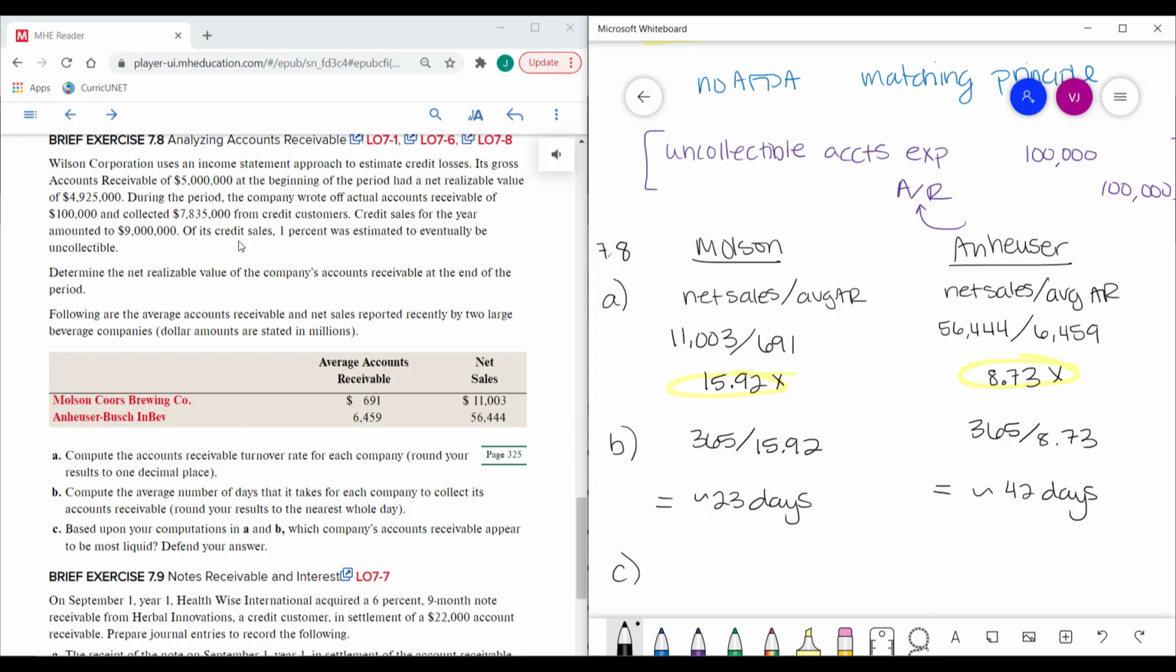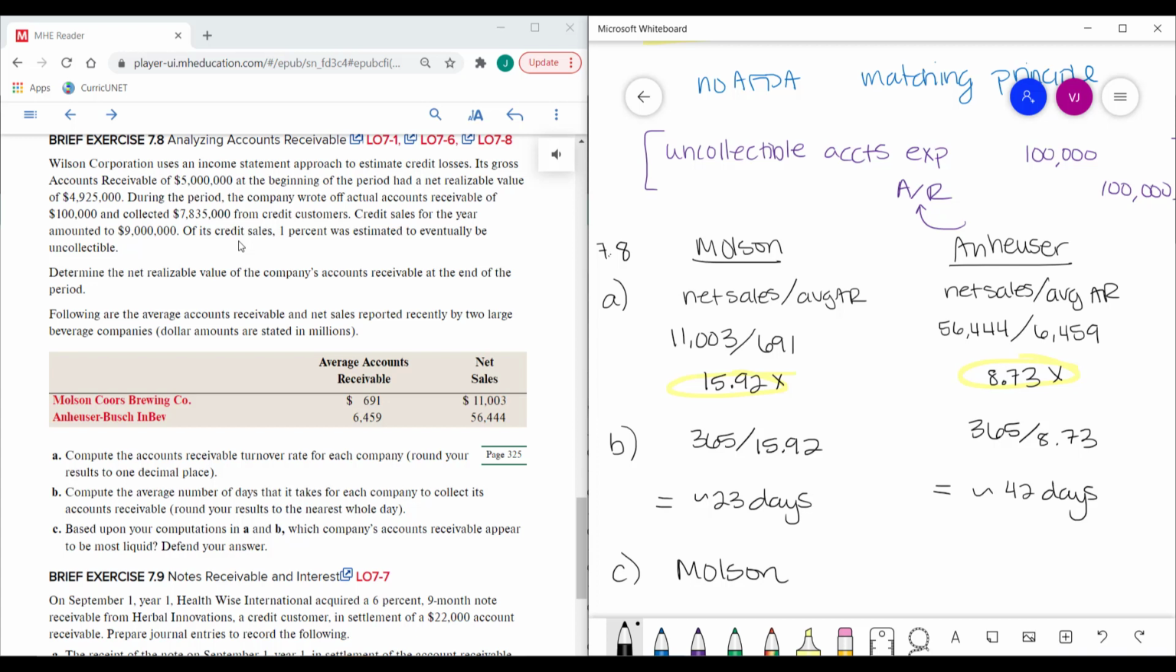So C, it's asking, based upon your computations in A and B, which company's accounts receivable appear most liquid? Well, for both of them, it's a relatively short period of time, so both of them are pretty liquid, but which one's doing better? Molson, right? Molson is more liquid because Molson has to wait about 20 days less than Anheuser does to collect its accounts receivable. So Molson is getting cash more quickly.